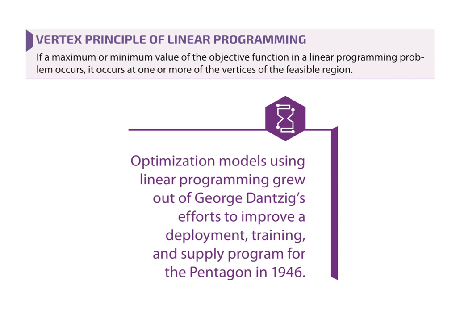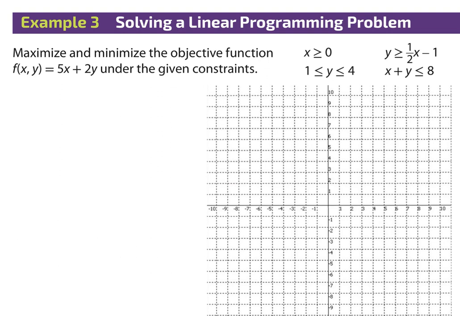So this says, if a maximum or a minimum value of an objective function in a linear programming problem occurs, it occurs at one or more of the vertices of a feasible region. This tells you how long it's been something that they've been looking at, from the 1940s, '46. I find it interesting that they did optimization to improve supply programs for the Pentagon, which is where our defense obviously is, right? So I think that's interesting. So how does this help us? You can maximize and minimize these functions with this process.